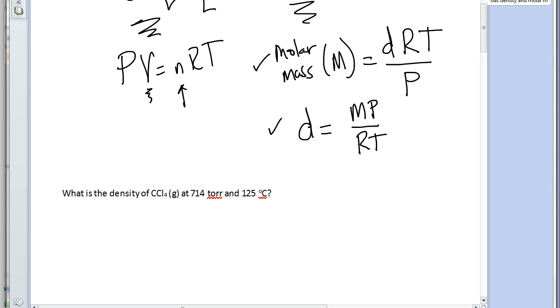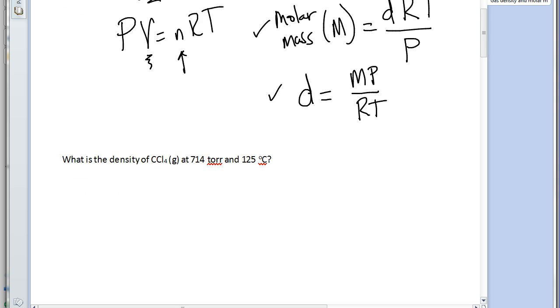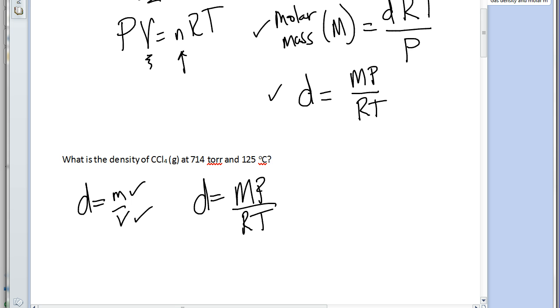And so I'm going to slide this up here, and this question is going to ask me what's the density of carbon tetrachloride at 714 torr and 125 degrees Celsius. So I'm going to try out just using this density formula. I cannot use density equals mass over volume because one, I don't know the mass of this gas, and two, I don't know the volume of this gas, so we're not going to be able to use that formula. But I think I can use density equals molar mass times pressure divided by ideal gas law constant times temperature, because that will work.